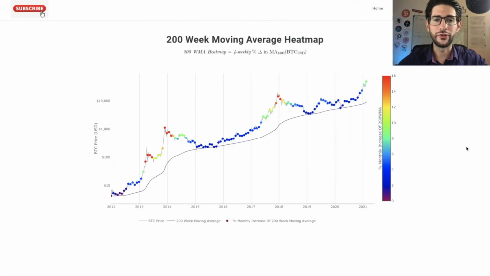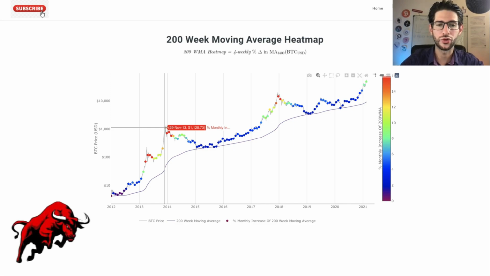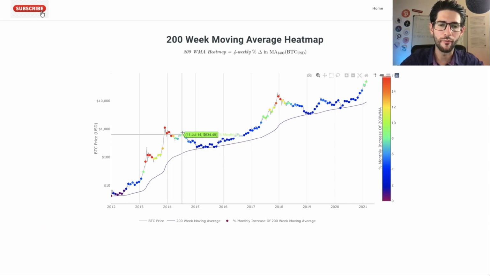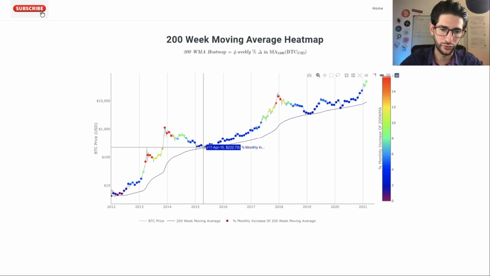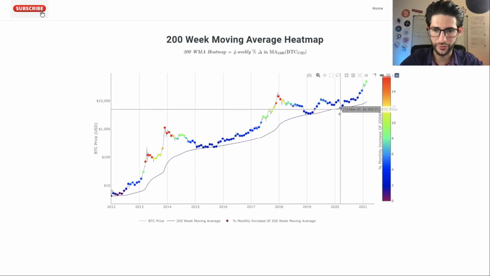The second chart is the 200-week moving average heat map. The 200-week moving average has been accurately predicting all the bottoms in the market. After a bull market, we usually have a period of 2 or 3 years of bear market, and usually we always come back and touch the 200-week moving average. That has happened across the history of Bitcoin, like you see here in the chart, 3 and 4 times already.